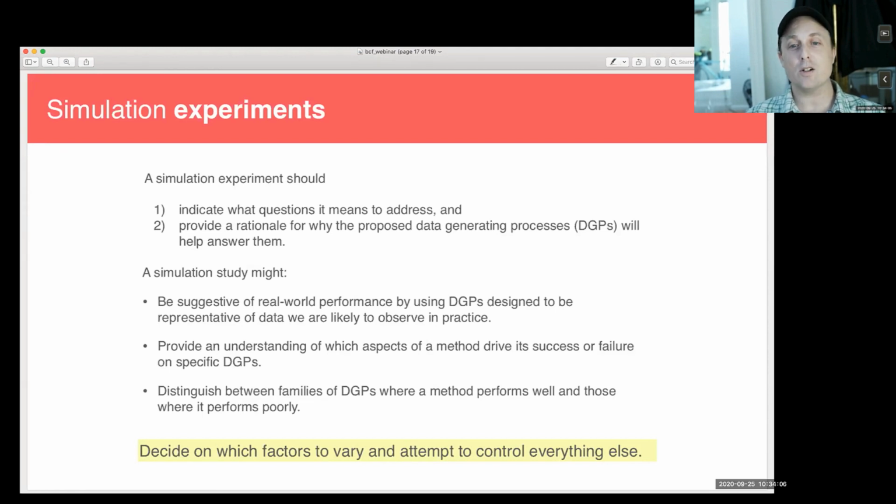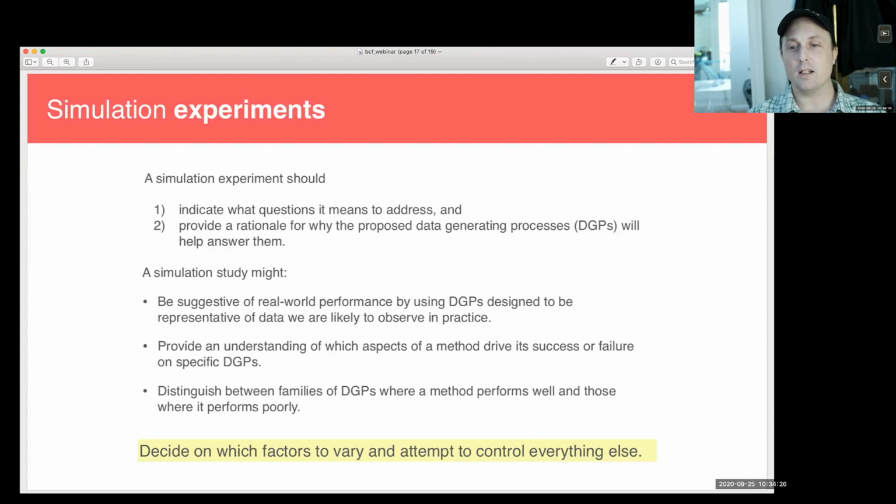It can provide an understanding of which aspects of a method drive the success or failure. So I like to do this a lot, which is that I like to take a DGP that's reasonable and I like to push it in various directions and try to break my favorite methods. Finding out where that threshold is experimentally can be really useful in telling you what's going on, and it can suggest avenues for theoretical study.